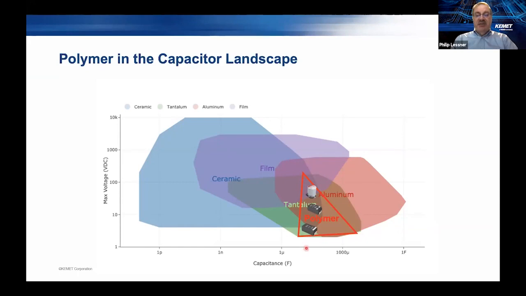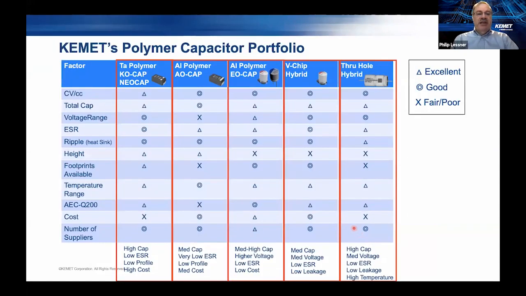Within this polymer capacitor triangle that I've shown in this diagram, we have the tantalum and aluminum polymer capacitors, which overlap somewhat, but basically fit in that range of a few volts to a few hundred volts, and a few tens of microfarads to a few thousands of microfarads. If you look at KEMET's polymer capacitor portfolio, it spans the range of tantalum polymer capacitors, aluminum polymer capacitors, and hybrid aluminum polymer capacitors.